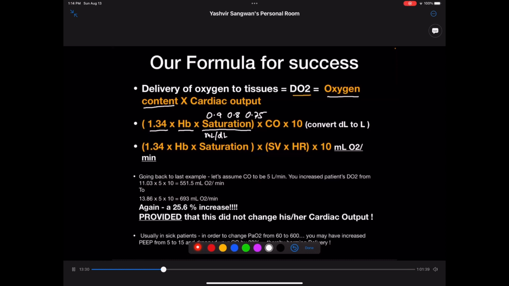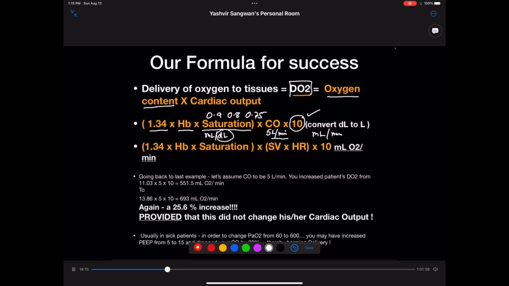Therefore, in order to compare it to cardiac output, which is usually 5 liters per minute, you have to convert deciliters into liters, and therefore you multiply it by 10. So 1.34 times hemoglobin times saturation multiplied by 10 multiplied by the cardiac output in liters per minute is equal to your DO2, the ml of oxygen being delivered to the tissues every minute.